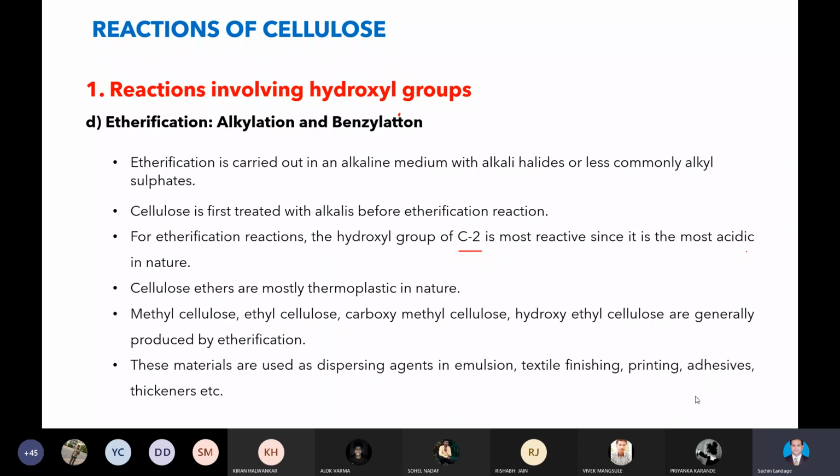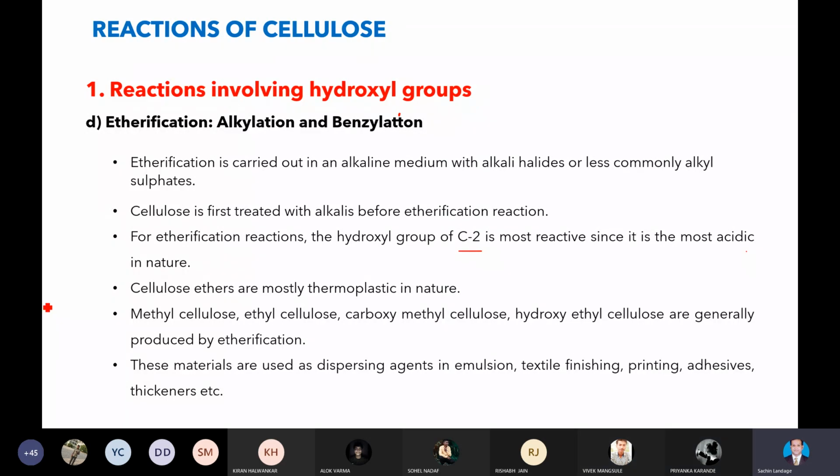Where did you study these? Have you studied these chemicals? Methyl cellulose, ethyl cellulose, carboxymethyl cellulose. No, sir, we are not studying them. Sizing. Sizing has started.